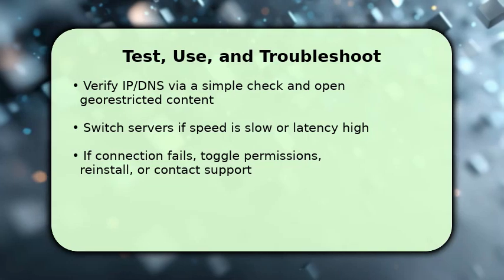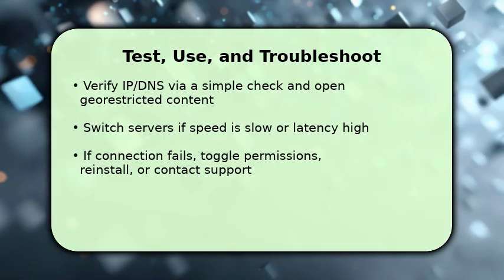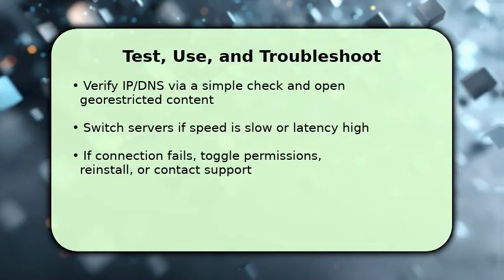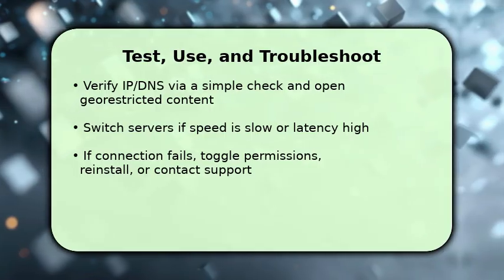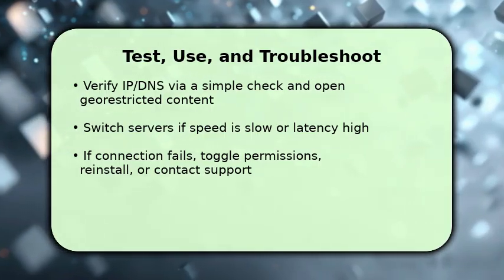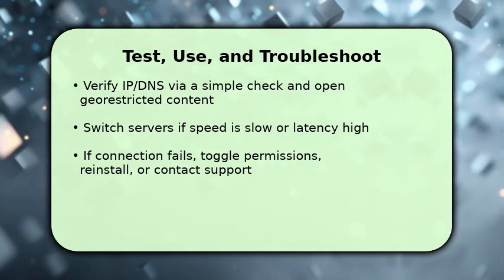To finish, verify that your IP and DNS changed by using a quick check, then open the apps or sites you need to reach. If streaming or downloads feel slow, switch to a closer server or a different protocol to improve latency. Make sure battery saver modes don't restrict background VPN activity.